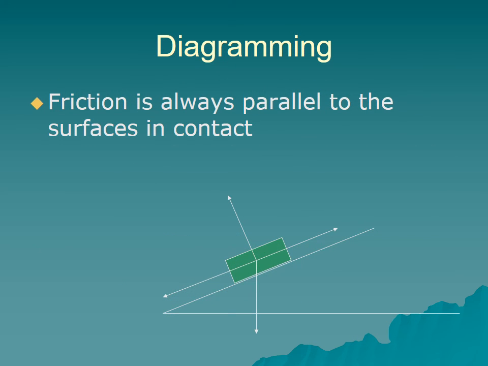Let's see, diagramming. I'd forgotten I had included this. So with a diagram, of course, just realizing that friction is always parallel to the surfaces in contact. So here I have the infamous box on a ramp, or an inclined plane, and normal force is always perpendicular to the surfaces in contact.